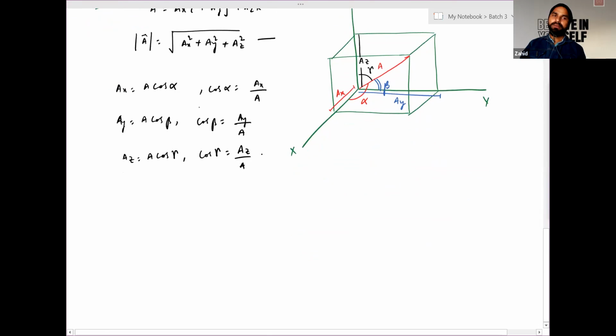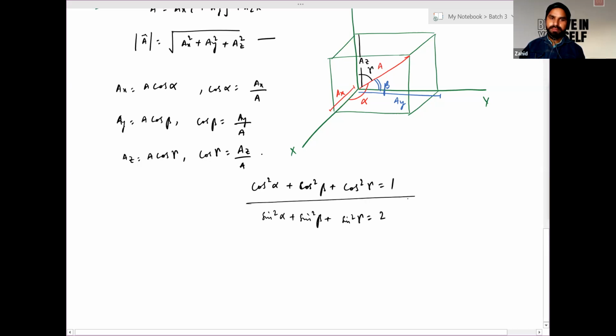Now, there is one more relation in this part. If you square each term and sum up cos square alpha, cos square beta, and cos square gamma, this will be equal to 1. Or if you convert cos in terms of sine, you will get sine square alpha, sine square beta, and sine square gamma equal to 2. So just remember these two relations.